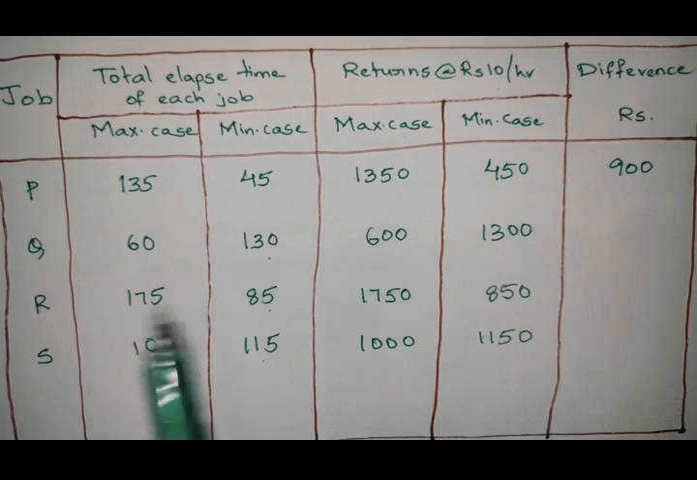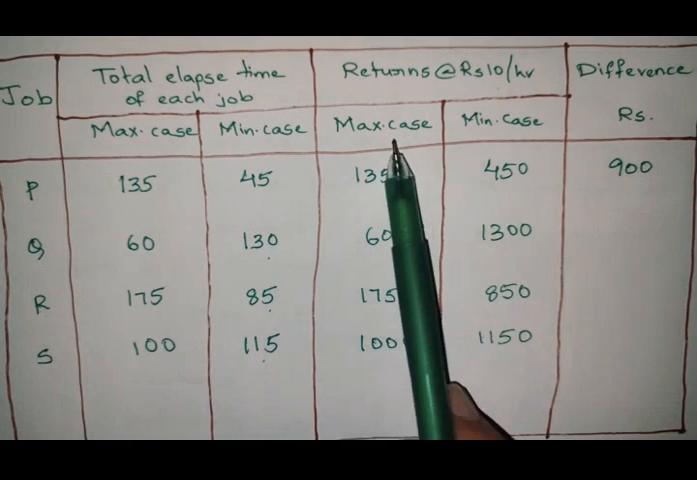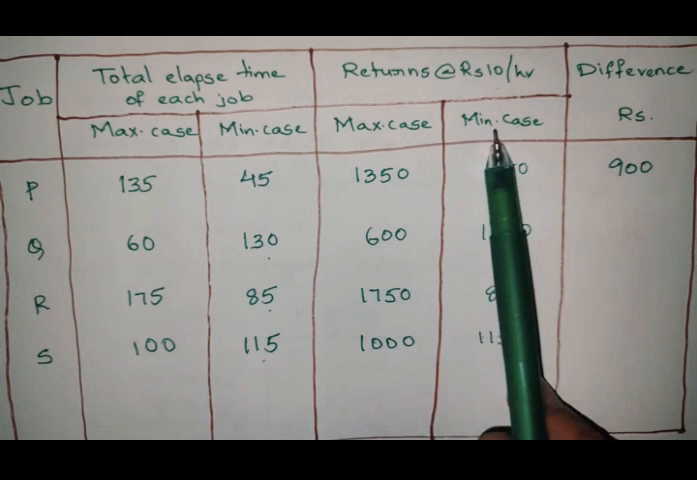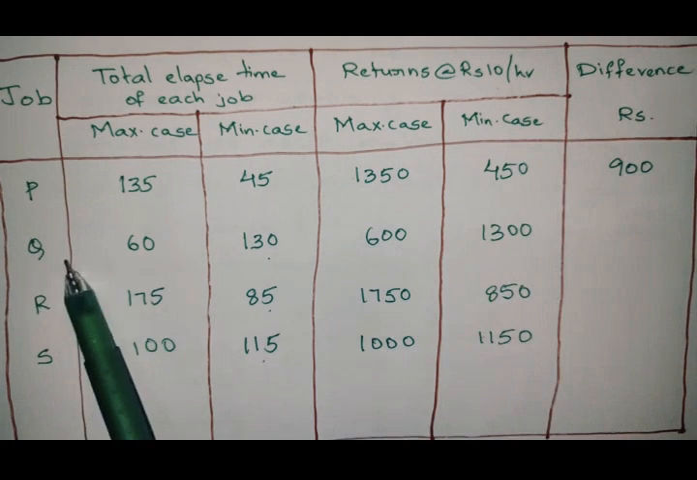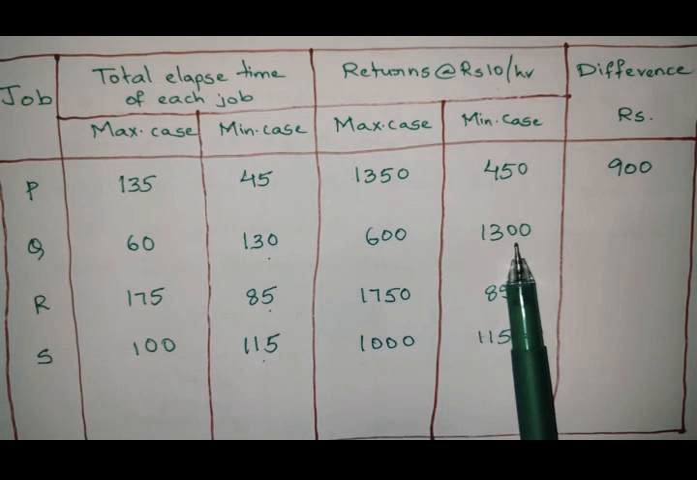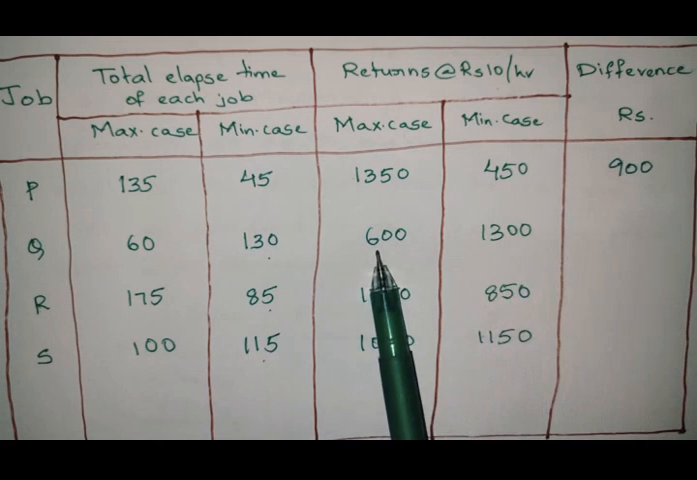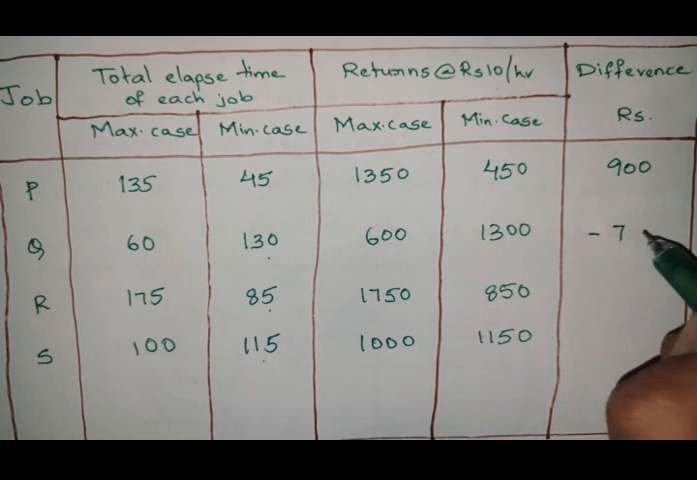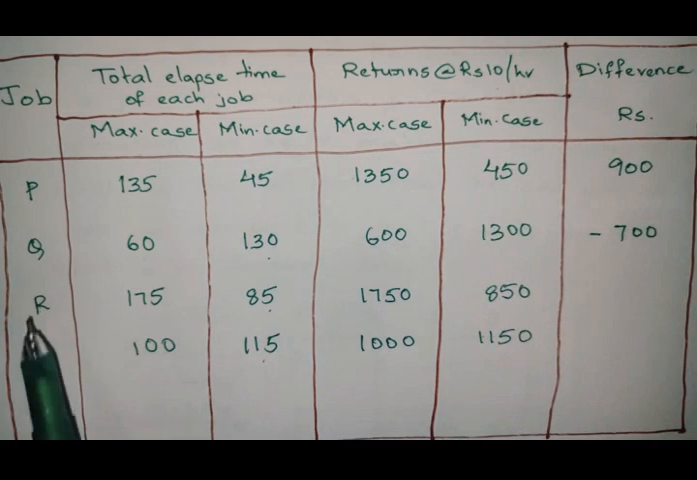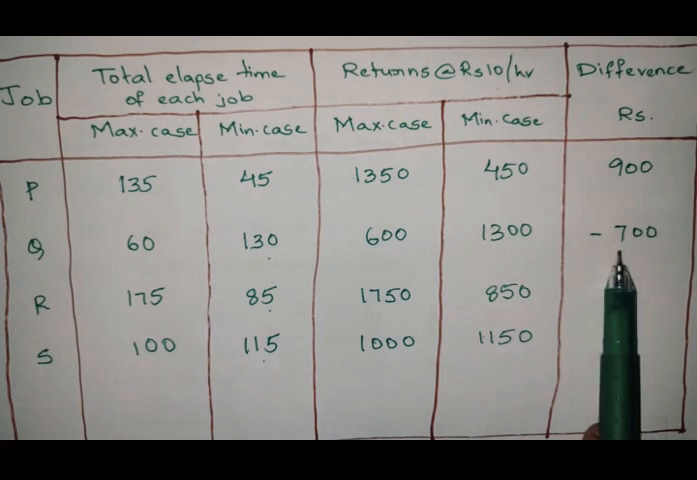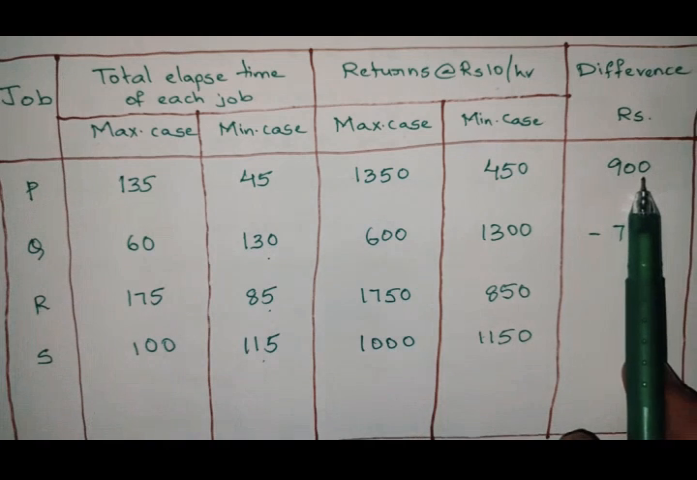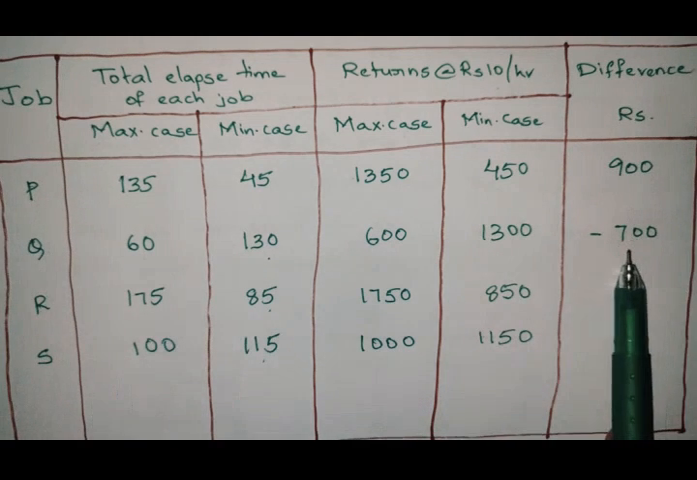Similarly, for job Q, the amount in a maximization case is 600 rupees only. But in a minimization case, for job Q he will get 1300 rupees. What is the difference? 600 minus 1300, that is minus 700. That means for job Q he is going to lose 700 rupees. In job P he will gain 900, but in job Q he will lose 700 rupees.